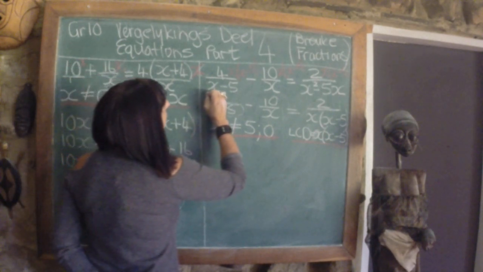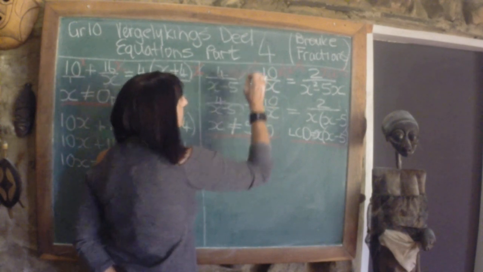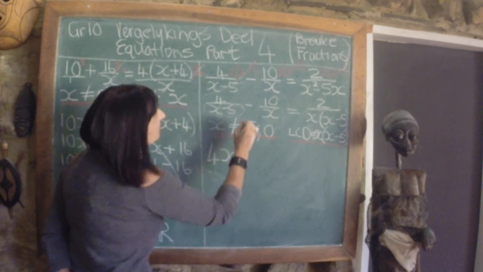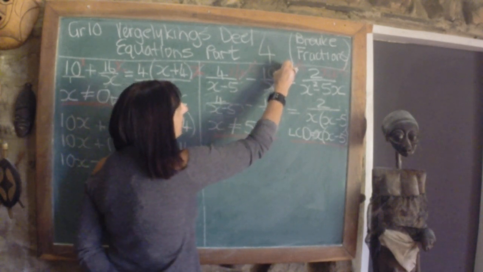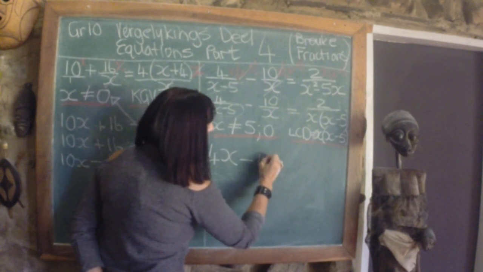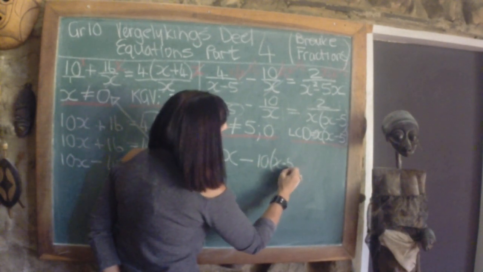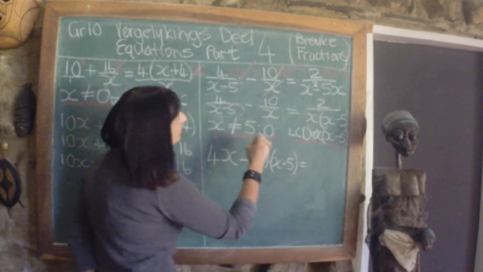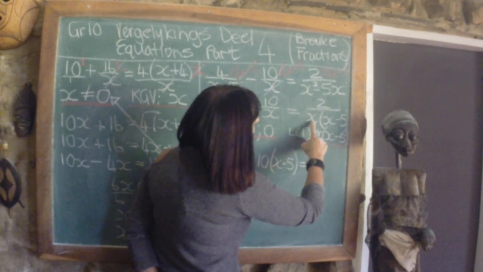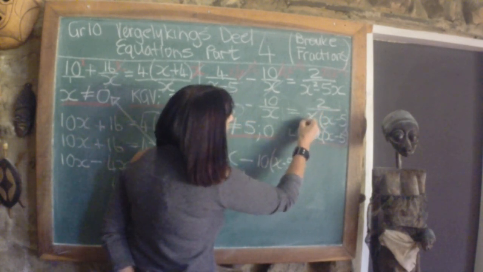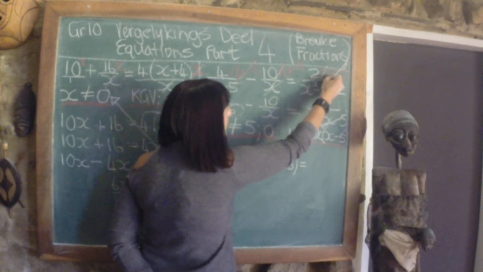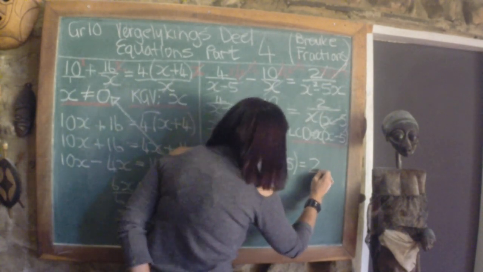So nou kanselleer daai hele x min 5 met daai hele x min 5 uit, en daar bly oor 4x. Hier kanselleer die x met die x uit, daar bly oor minus 10x minus 5 equals to that. Okay, remember I factorize it, so it's x minus 5, so that x cancels with that x, and x minus 5 cancels with that x minus 5, so there's only a 2 left.